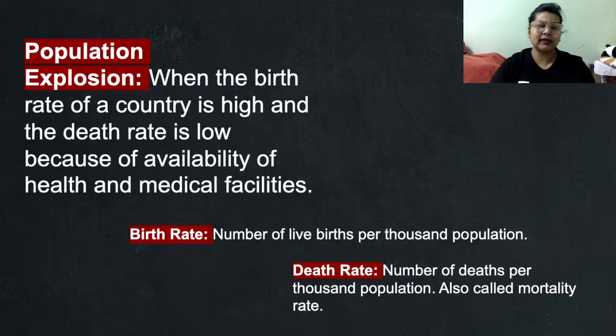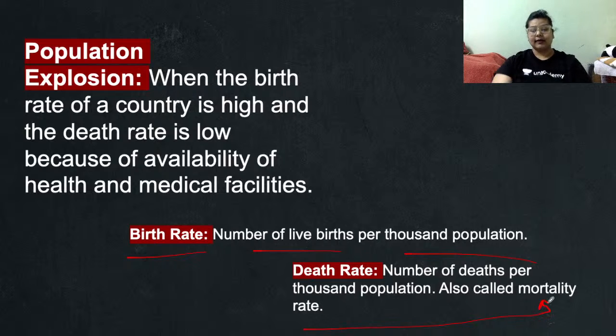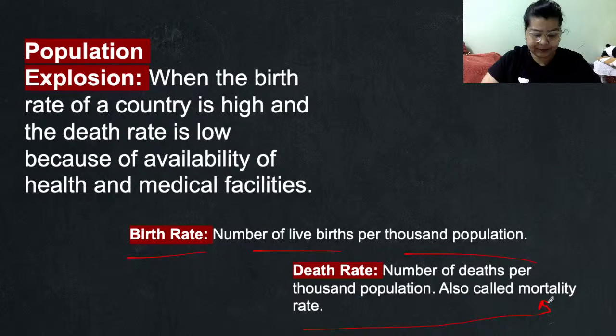Imagine they can give you a fill in the blanks: dash is the number of live births per thousand population, birth rate. This can come for fill in the blanks also. Death rate is the number of deaths per thousand population, which is also called the mortality rate. You have to know these glossary terms because they are very important. Any questions so far?